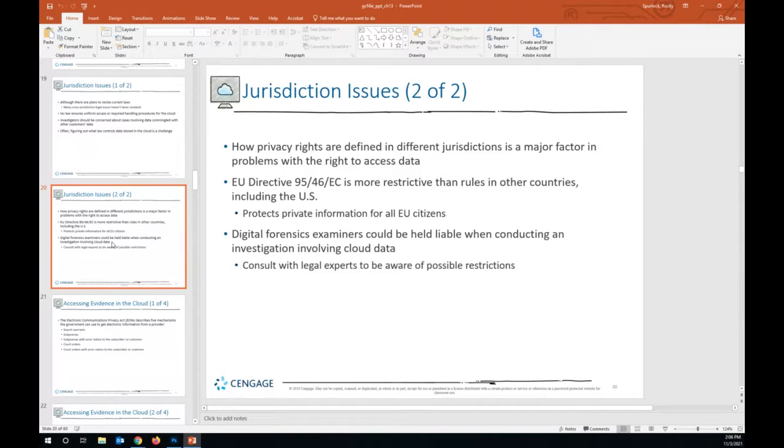Digital forensic examiners can be held liable for conducting an investigation involving cloud data. The examiners should consult with legal experts when conducting cloud examinations to make sure they are aware of possible restrictions in collecting the evidence.